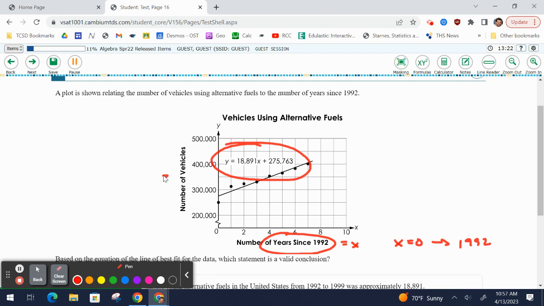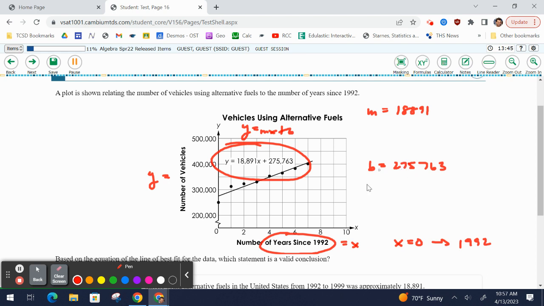Over here, the y is the number of vehicles. In this line of best fit, this is slope-intercept form, y equals mx plus b. So we have two values: your m, which is 18,891, and your b, which is 275,763. Let's start with the b value.